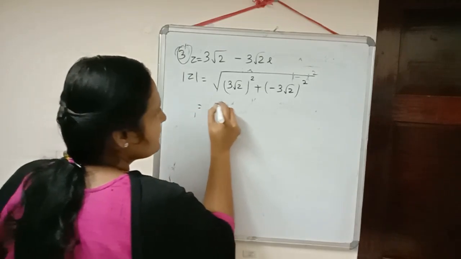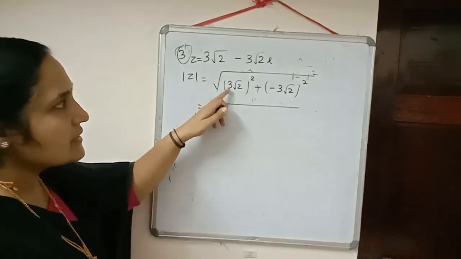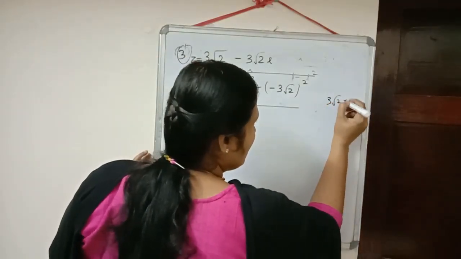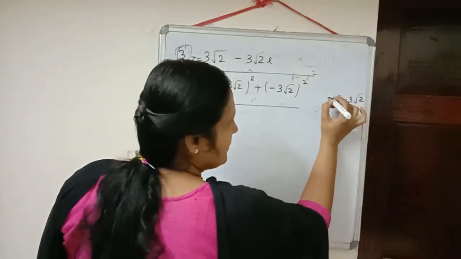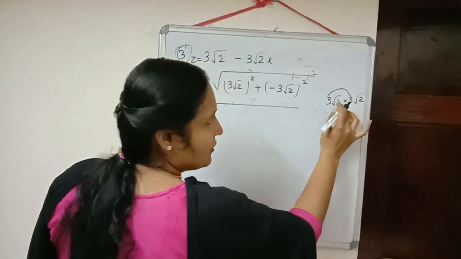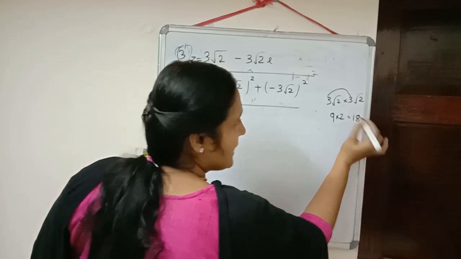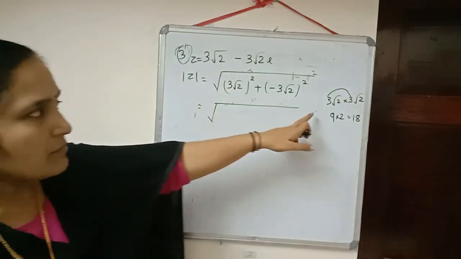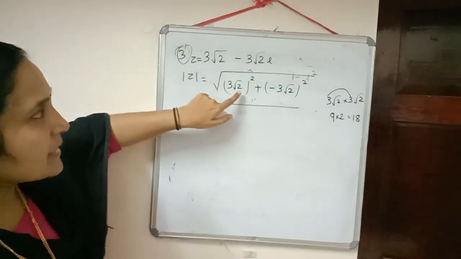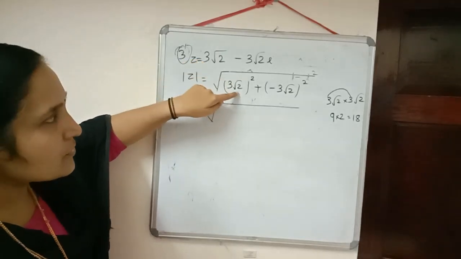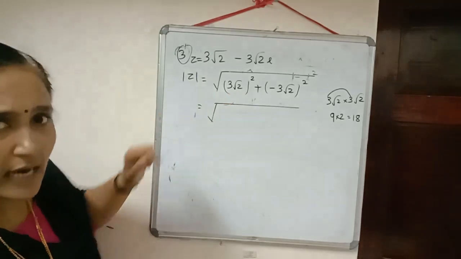So it is equal to the square root of. What is 3 root 2 the whole square? It means 3 root 2 into 3 root 2. 3 3s are 9, root 2 into root 2 will be equal to 2. So 9 into 2 is 18. If you want, you can multiply in this way. Otherwise, square will come in each factor: 3 square is 9, root 2 square is 2. So 9 2s are 18.